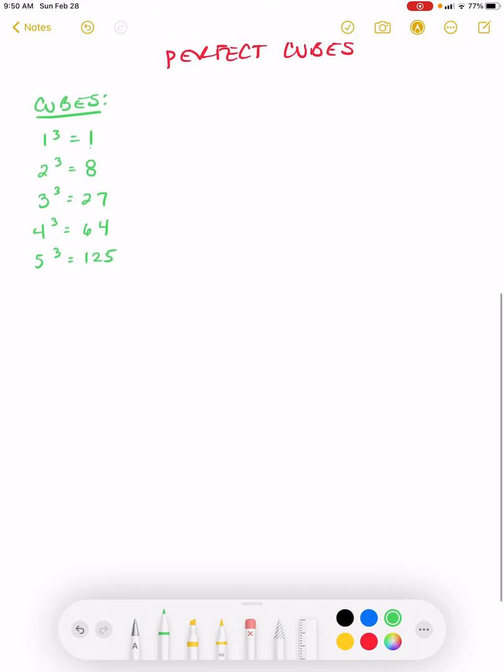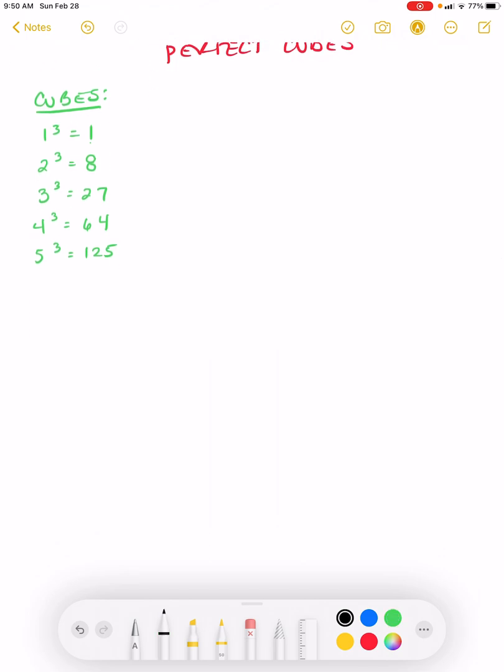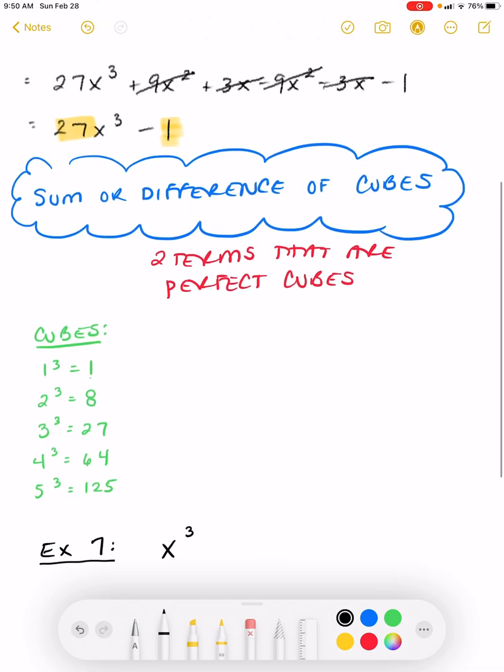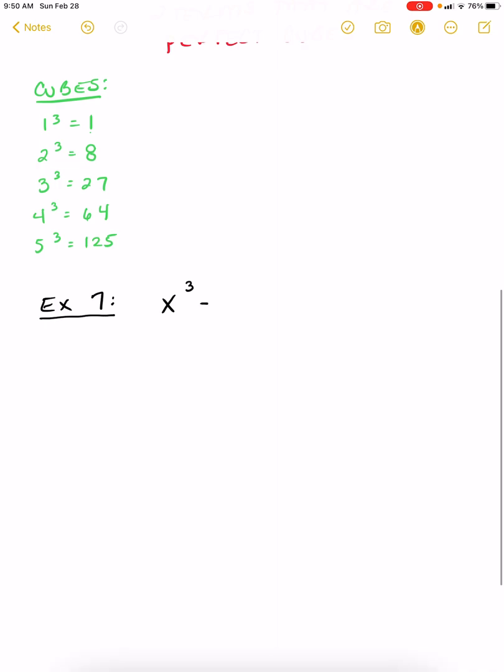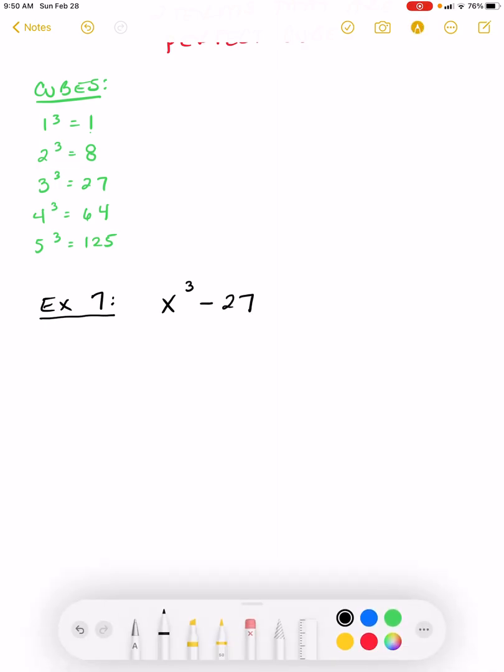Okay. Now, I'm going to do this kind of first here. I'm going to first do an example. I believe this is example 7, if we're keeping this going. And so what I want to do first is let's just factor something basic, like x cubed minus 27. I'm going to run through how to do it, and then I'm going to show you the formula that we're just going to basically have to memorize.